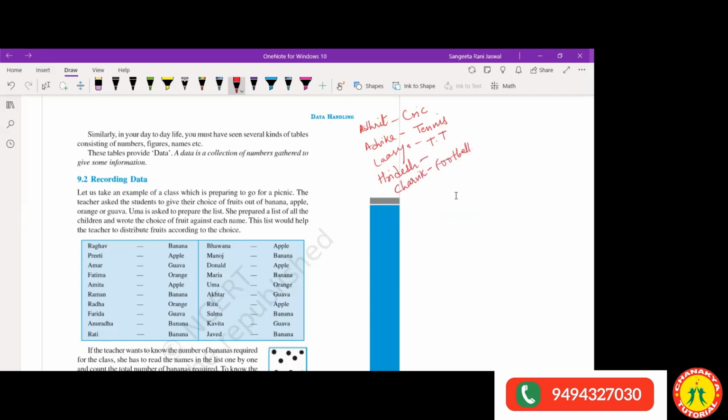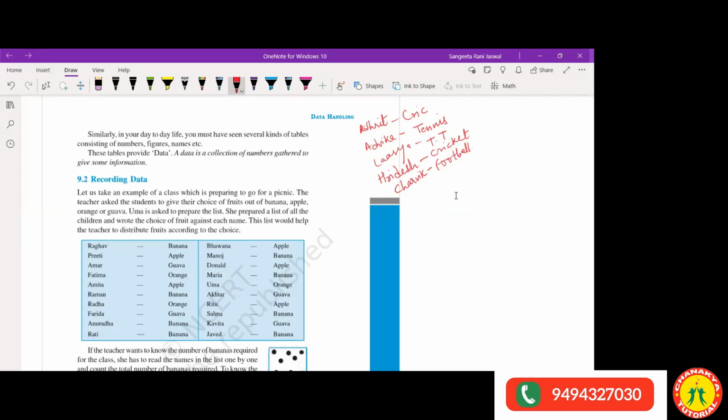Cricket. So what I am doing here is recording the data of which student likes which sport. This is recording the data. I have recorded this data in my class, that so many students like this sport. So this is the recording of data.